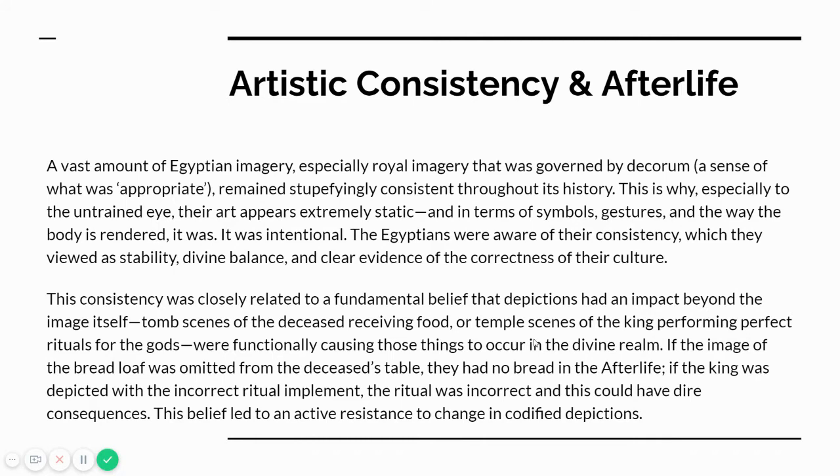If the king was depicted with an incorrect ritual implement on the tomb wall, then the ritual was incorrect and could have dire consequences in his afterlife. Therefore, there was no room for change. There was no room for mistakes. Everything needed to be extremely consistent, or the voyage into the afterlife would have really horrible effects.